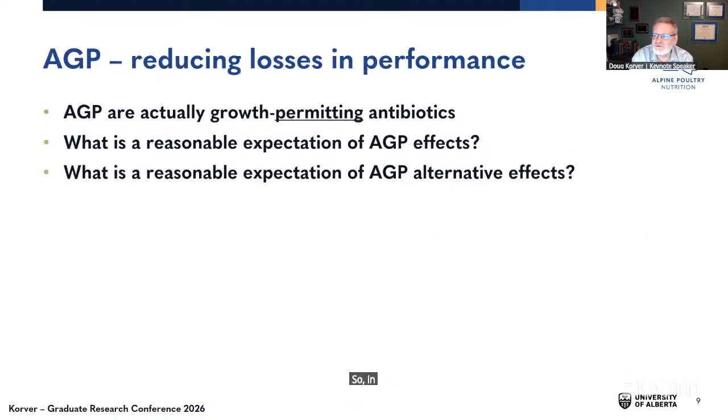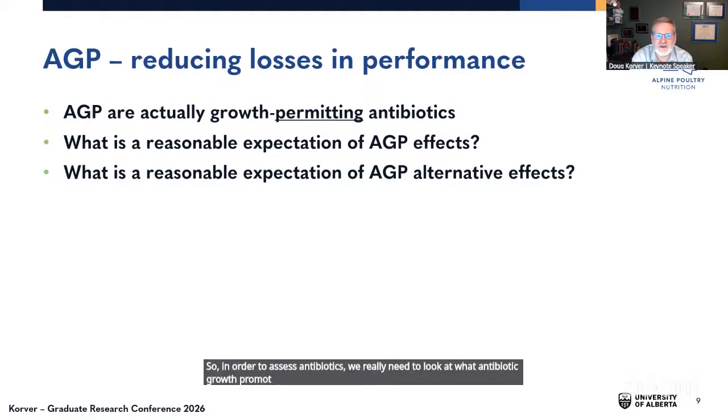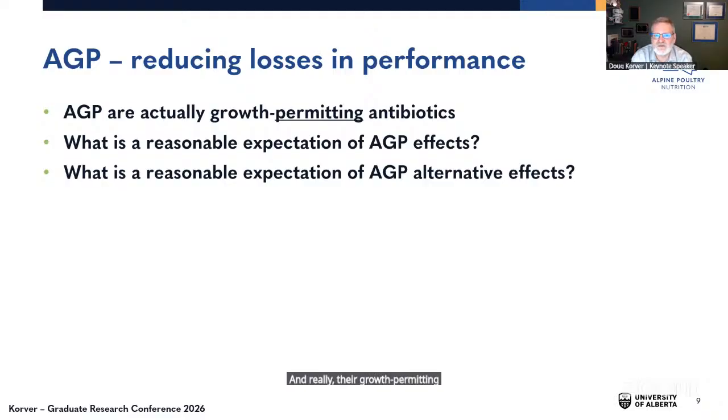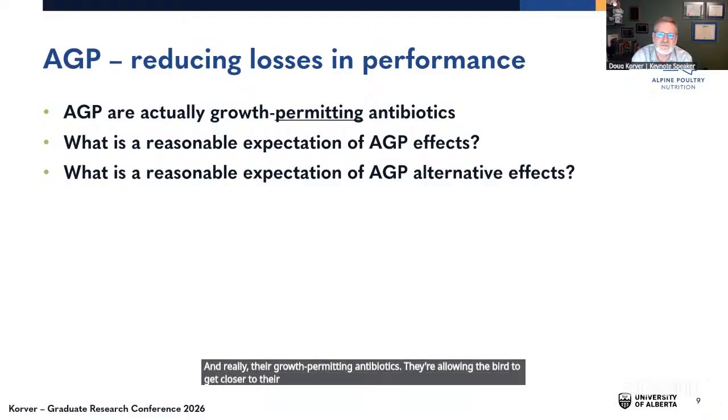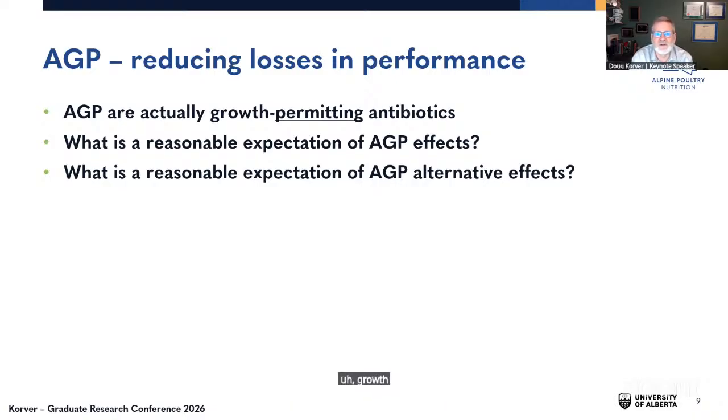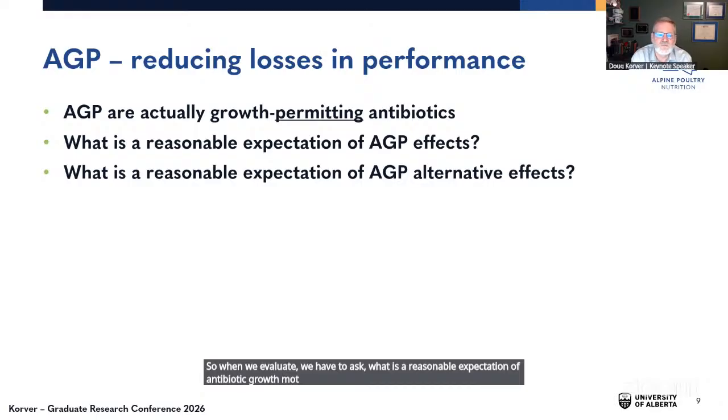In order to assess antibiotics, we really need to look at what antibiotic growth promoters are actually doing. And really, they're growth permitting antibiotics. They're allowing the bird to get closer to its genetic potential. They're not allowing the bird to achieve growth beyond its genetic potential. So when we evaluate, we have to ask what is a reasonable expectation of antibiotic growth promoters, and then what's a reasonable expectation of antibiotic alternatives.